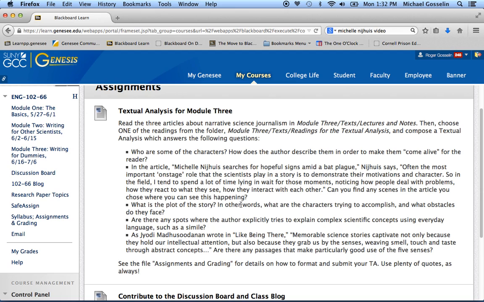What is the plot of the story? In other words, what are the characters trying to accomplish and what obstacles do they face? Are there any spots where the author explicitly tries to explain complex concepts using everyday language, such as a simile? Hint, there probably are. And then, as Jody Madhusudanan wrote in Like Being There, memorable science stories captivate not only because they hold our intellectual attention, but also because they grab us by the senses, weaving smell, touch, and taste through abstract concepts. Are there any passages that make particularly good use of the five senses, or any of the five senses?